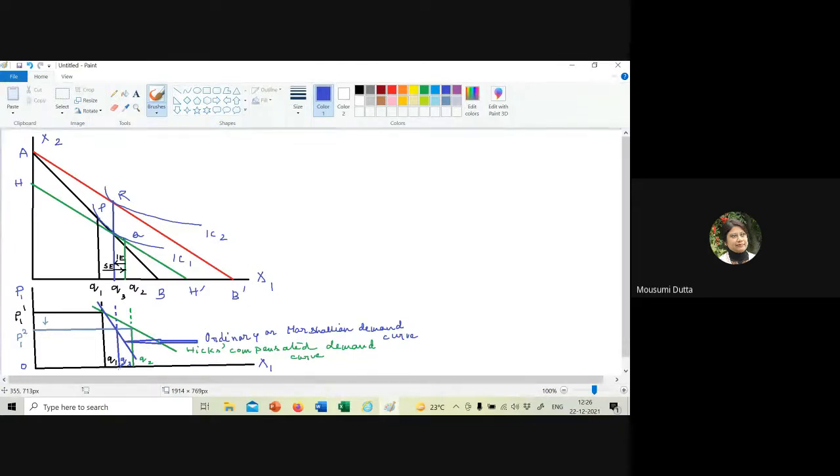Everybody understood how we are deriving the ordinary demand curve, the Marshallian, and the Hicks compensated demand curve here? Any question? Okay, next we said that there will be three cases.